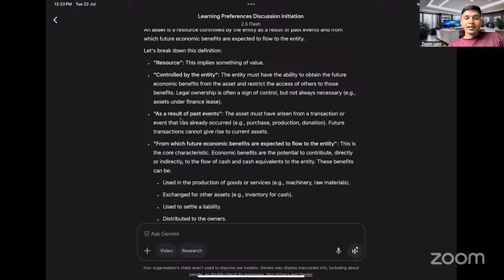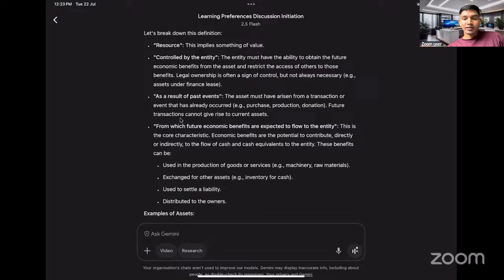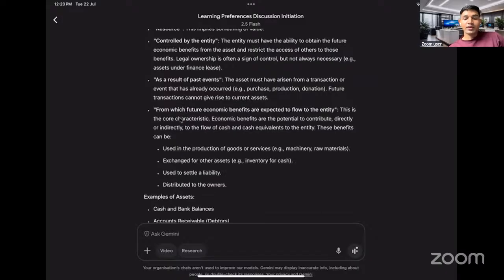Okay. And as a result of past events, so the asset must have arisen from a transaction or event that has already occurred, such as purchase, production, donation, etc., and future transactions cannot give rise to a current asset. From which future economic benefits are expected to flow to the entity.